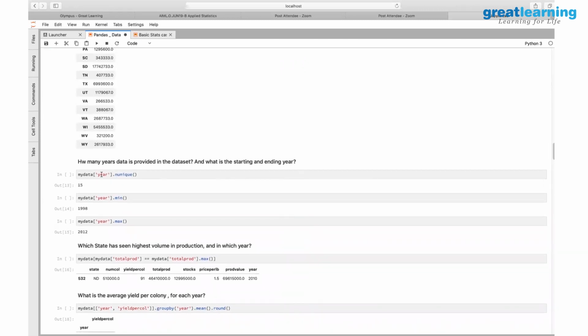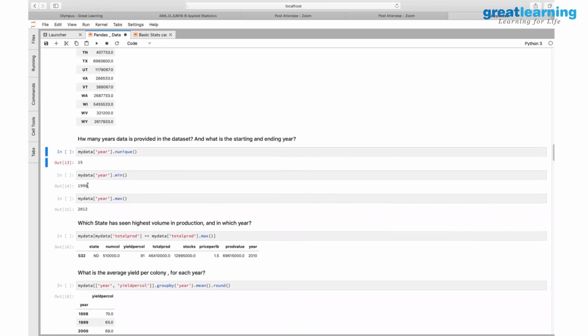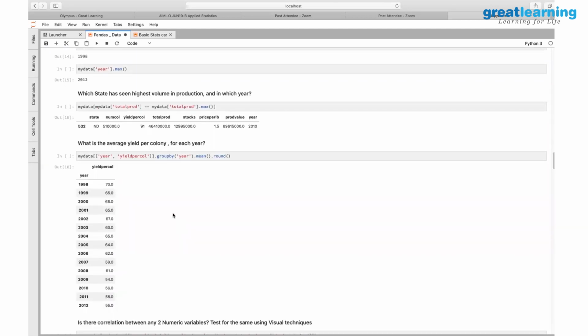Right. So then how many years of data are provided in the data set, and what is the starting and ending year? This is what we are getting. How many years of data? For the year column, you calculate nunique, you get the value: 15 years worth of data is what we have. The lowest of the years, you calculate the min value, you'll get the max value, you'll get the maximum. Which state has seen the highest volume of production?